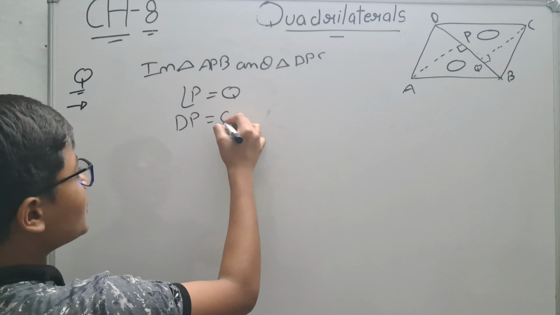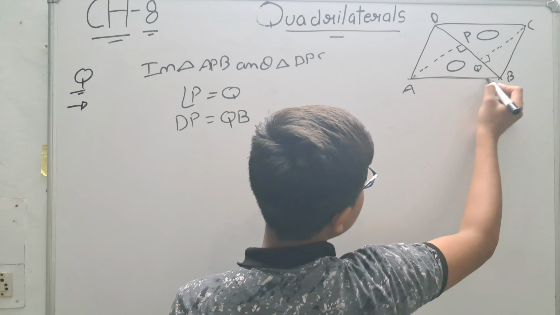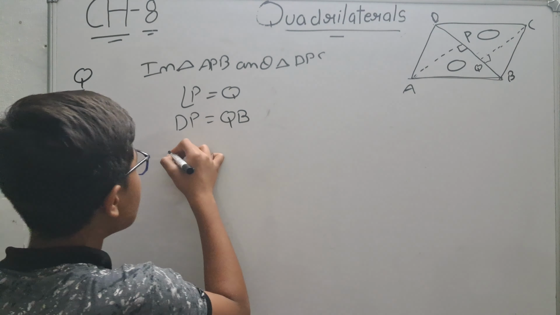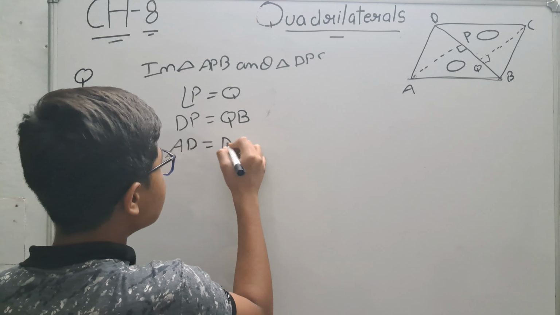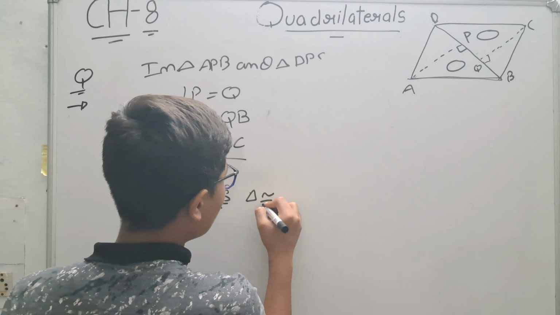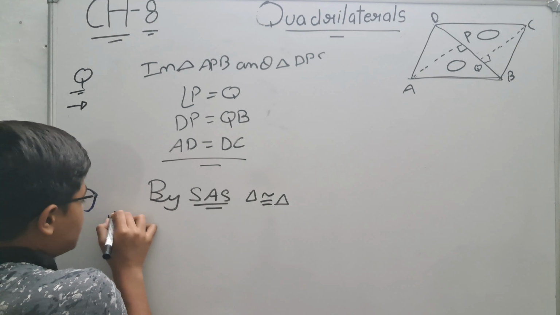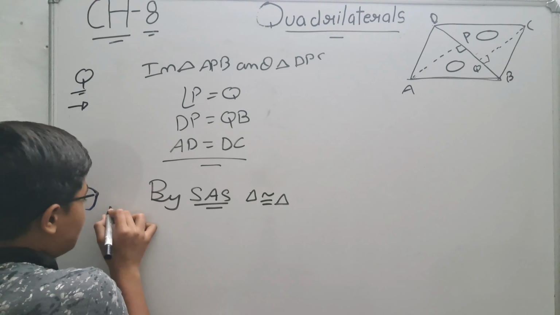DP is equal to QB. Now you can see over here that AB is equal to DC. So initially by SAS congruency, triangle congruent to triangle. Okay, so this is the part 2. This part 1 has been over.